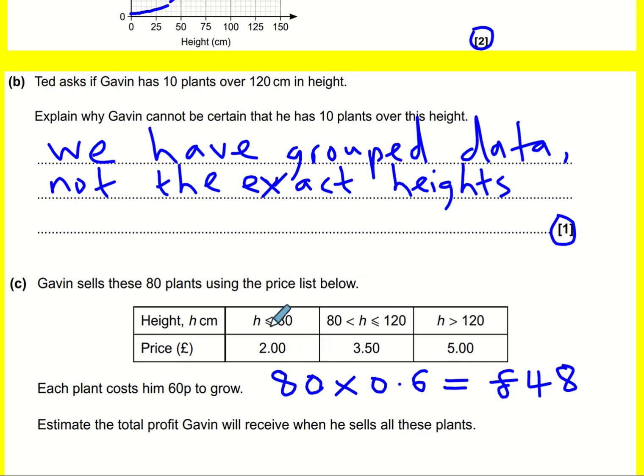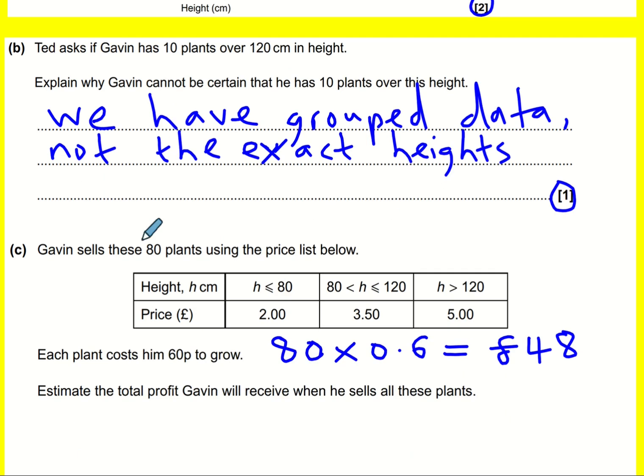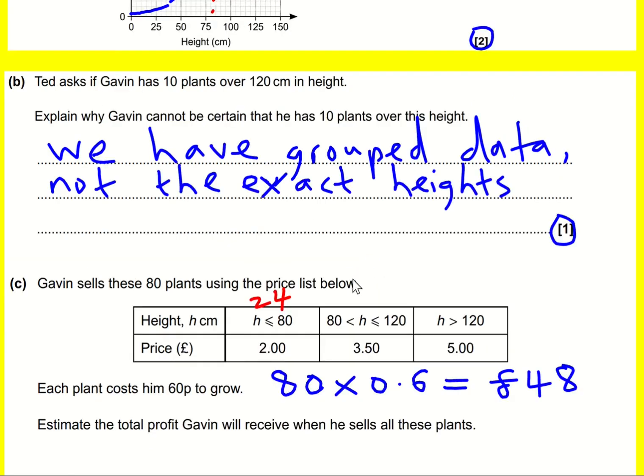So if they're less than or equal to 80, then the price is £2. So we need to look at our graph here. What's it going up in? Every one of these is equal to 5. So I'm interested in this along here. That looks about right. Okay, so how many are less than or equal to 80? I've gone up from 80, I've gone along, and I'm reading off 24. So I reckon 24 are less than or equal to 80.